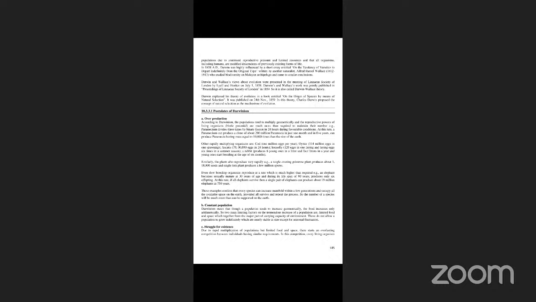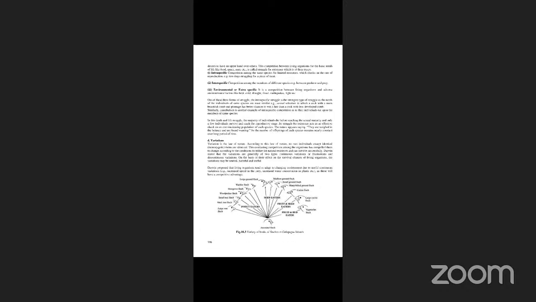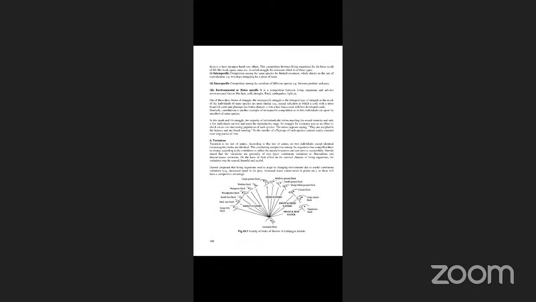Therefore, they will change according to seasonal fluctuation. Their food also will change. Then struggle for existence. Those animals which can fight for food and space and which can reproduce successfully, only they can exist. The competition between living organisms for the basic needs like food, space, and mates is called struggle.